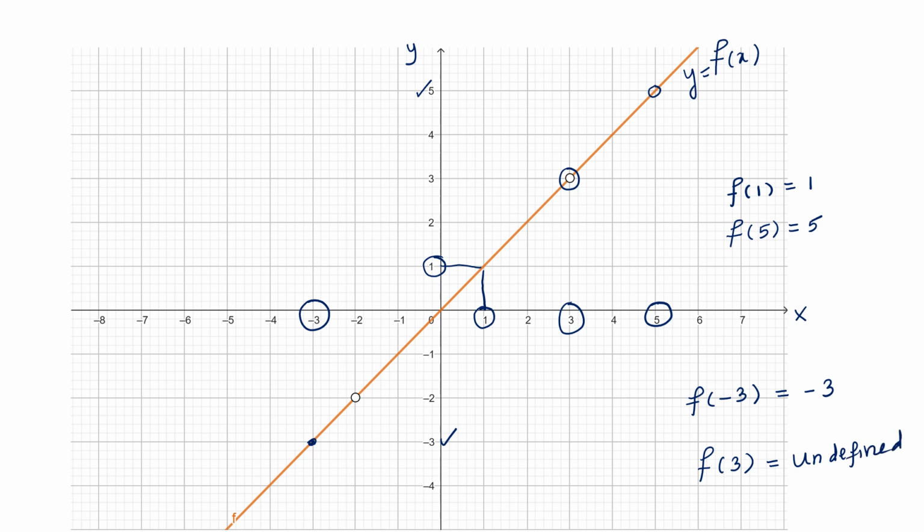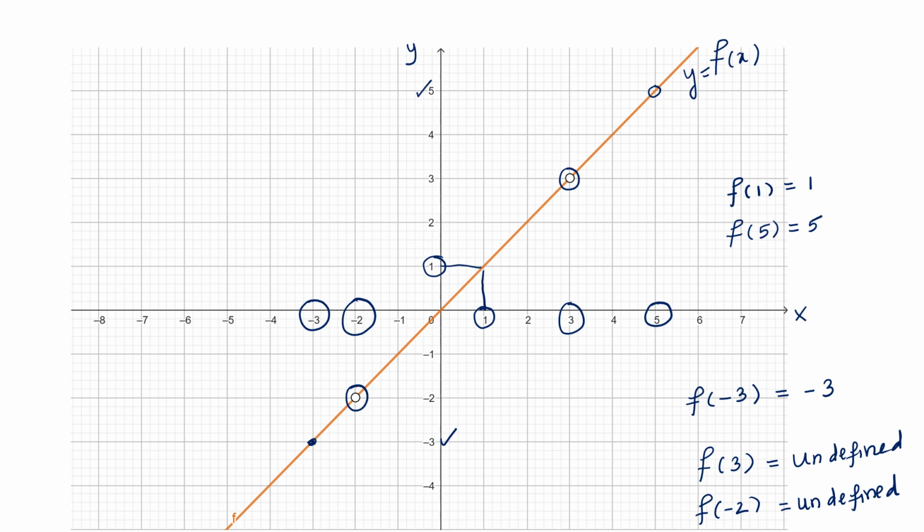Similarly, you have to see if the x value is minus 2, what is f of minus 2? The corresponding value is also a white circle here. So f of minus 2 is undefined. From the graph we can easily say the value of f of x, but here at x equal to 3 and x equal to minus 2, the corresponding value of f of x is undefined.